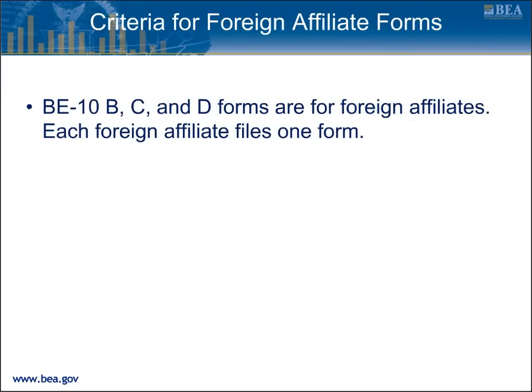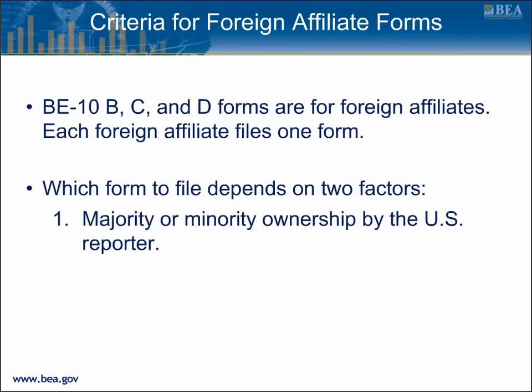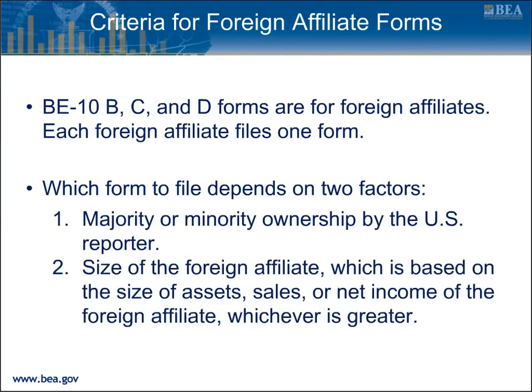The BE-10B, C, and D forms are all for foreign affiliates. Each foreign affiliate files one form. Which form to file for each foreign affiliate depends on two factors. 1. Majority or minority ownership by the U.S. reporter, and 2. The size of the foreign affiliate, which is based on the size of assets, sales, or net income of the foreign affiliate, whichever is greater.